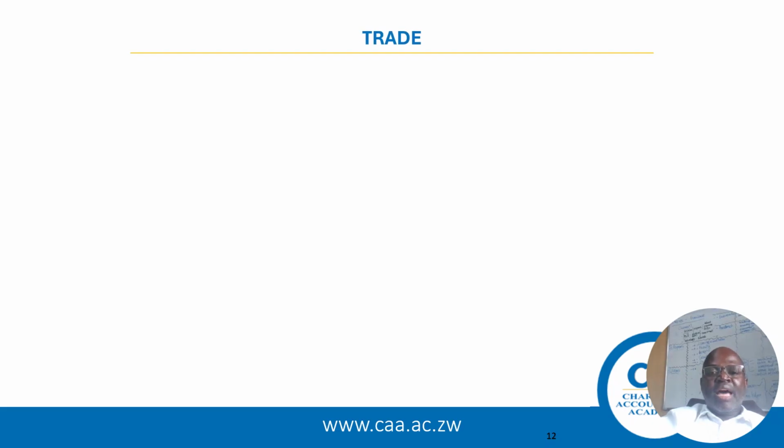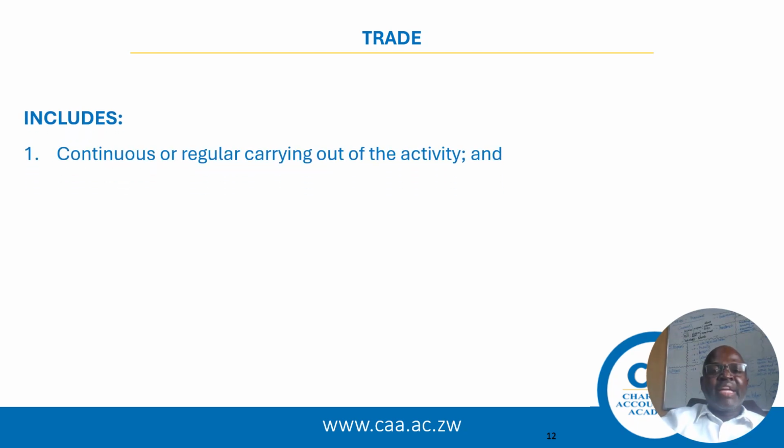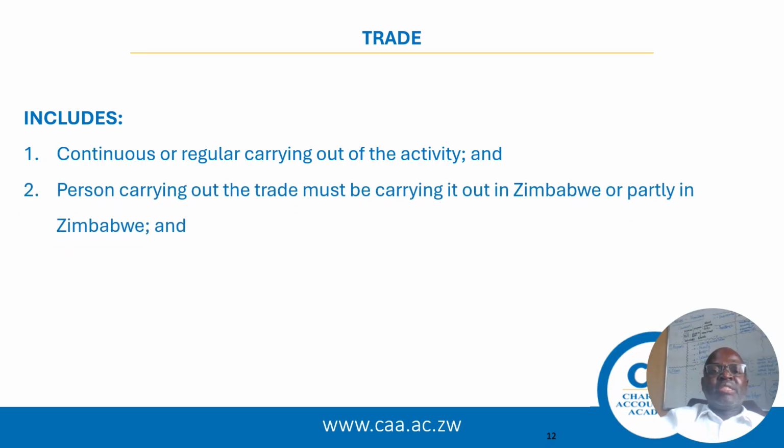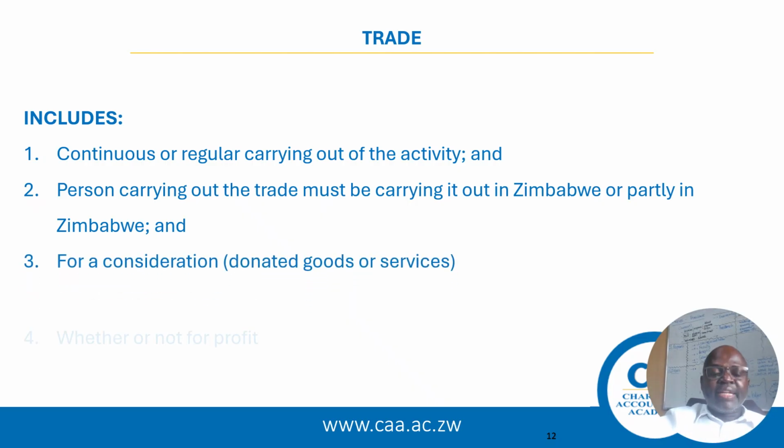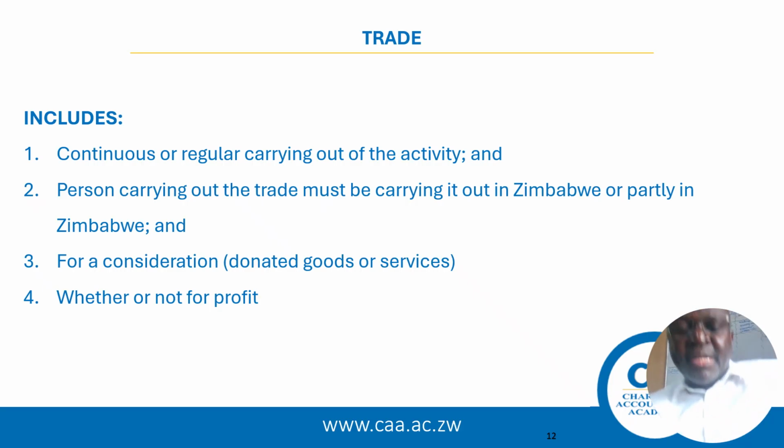Trade is the last major component of whether VAT must arise. And we are saying trade will include continuous or regular carrying out of an activity, and the person carrying out the trade must be carrying it out in Zimbabwe or partly in Zimbabwe for a consideration whether or not for profit. So this is very important because in your examinations you will be given a scenario where someone buys something and sells once off. That's not regular.